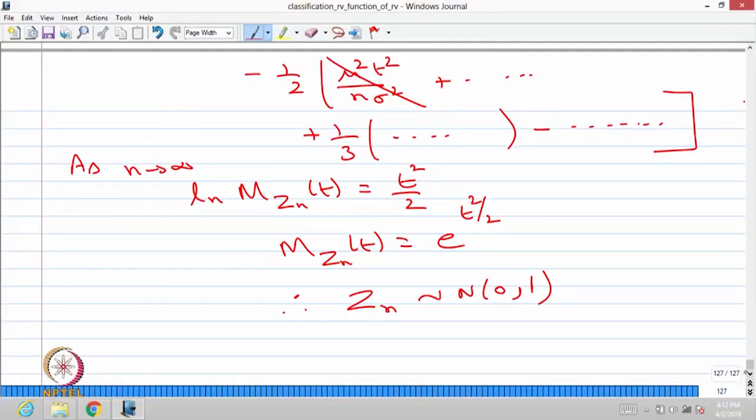Then we can conclude also that zn is approximately a standard normal distribution. So whether we make the assumption of mgf or not, the derivation is almost similar to conclude it is approximately a standard normal distribution. I said I am going to discuss the little higher versions of the central limit theorem.